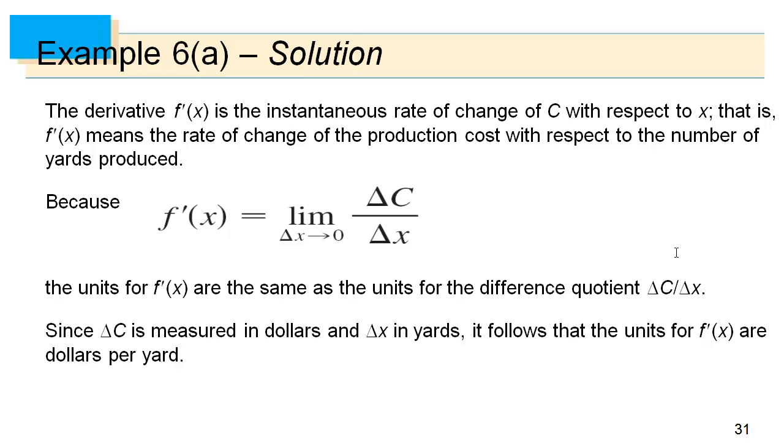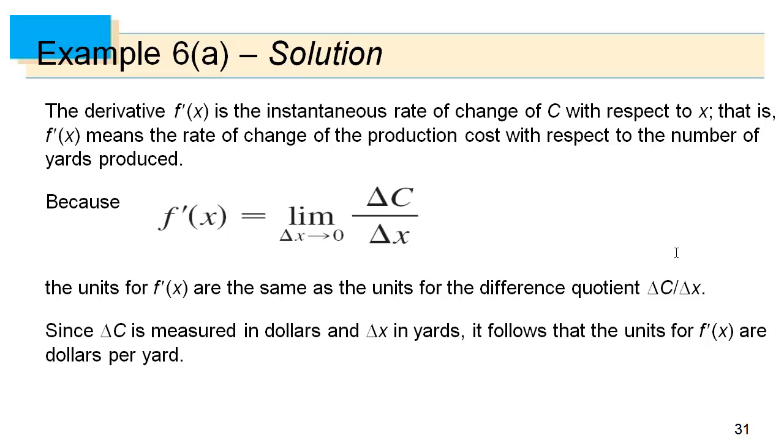Okay, the derivative f prime of x is the instantaneous rate of change of our function. So it's the instantaneous rate of change of this cost function with respect to x. That means it's the rate of change of the production cost with respect to the number of yards produced. As you produce more and more yards of fabric, this is how fast your cost is going up, or going down, depending on what's happening. Most likely it goes up, right, as you produce more things.